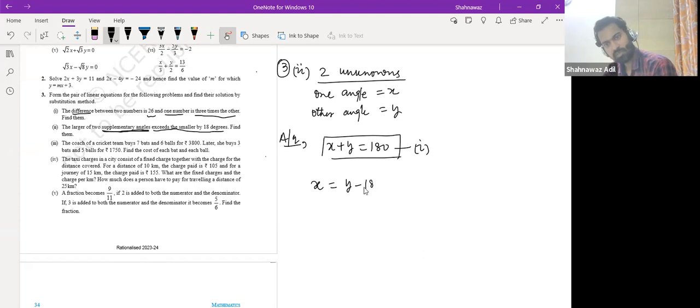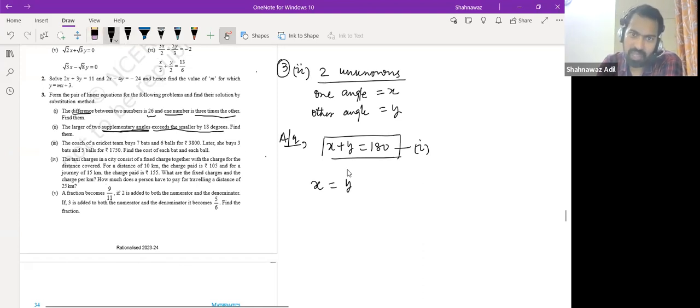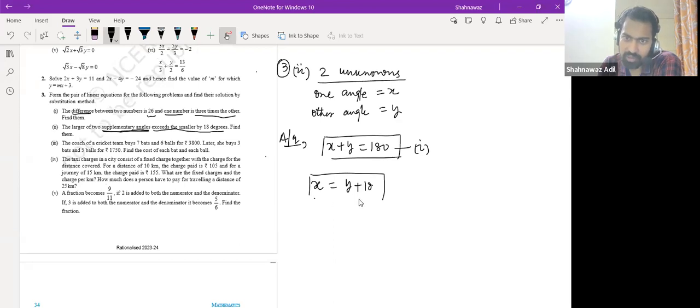I should subtract or add? You should add, right? So if we add 18 to the smaller angle, it should be equal to the bigger angle. So this is it. Now again we know the form of x with respect to y.